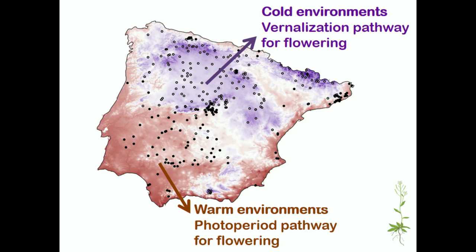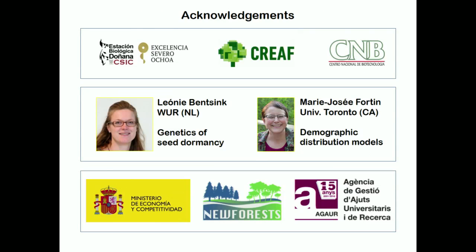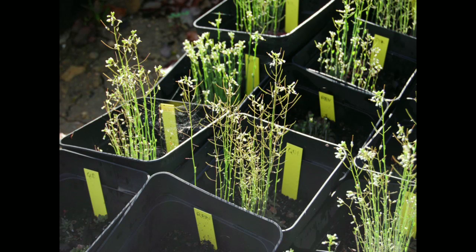Another example, and here the point was that in cold environments and in warm environments, we have a strong variance in life cycle phenology, which seems to be accounted for by different regulatory genetic mechanisms. And well, this is what we are doing, and, you know, acknowledgements, collaborations, and thank you very much.